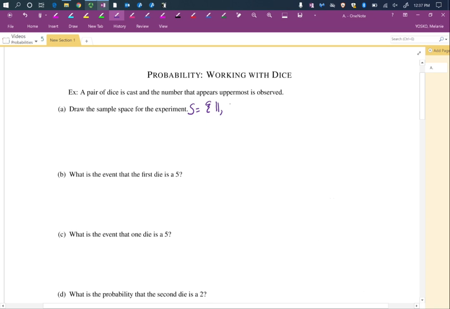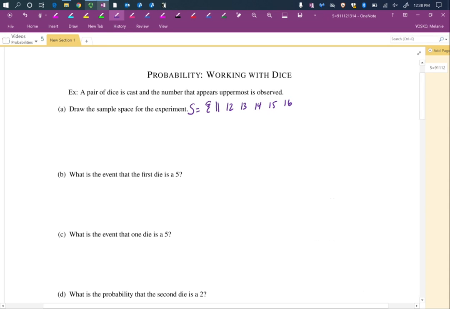Then sometimes you'll see a comma, first die, second die, 1 2. First die is a 1, second die is a 2. And then 1 3, 1 4, 1 5, 1 6. Sometimes you'll see the commas. More often than not, though, you won't. So you might just see something like this: 11, 12, 13, 14, 15, 16. And then you just keep the pattern.